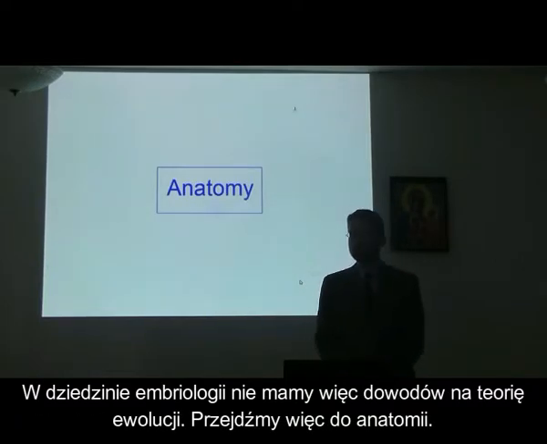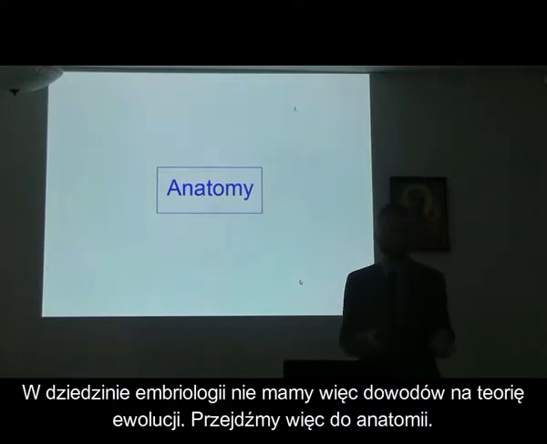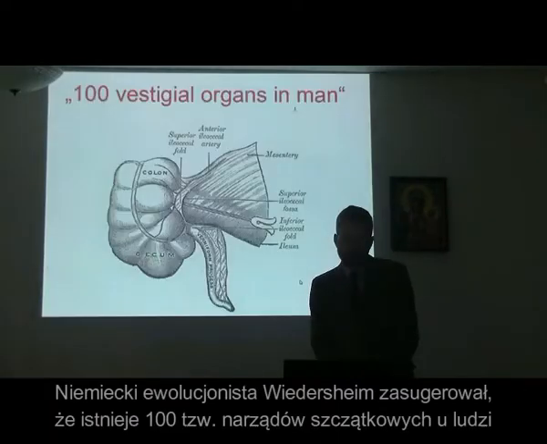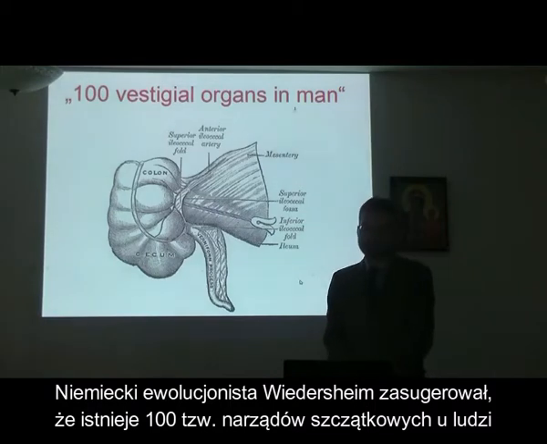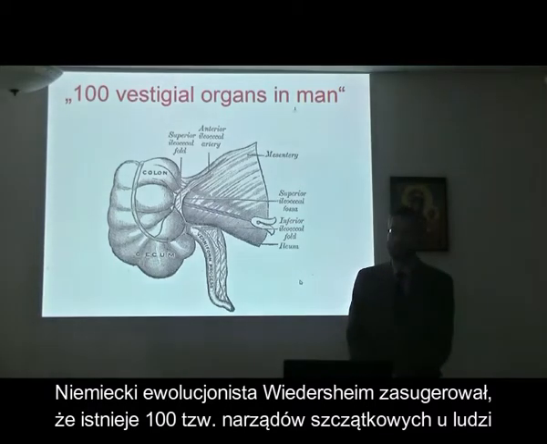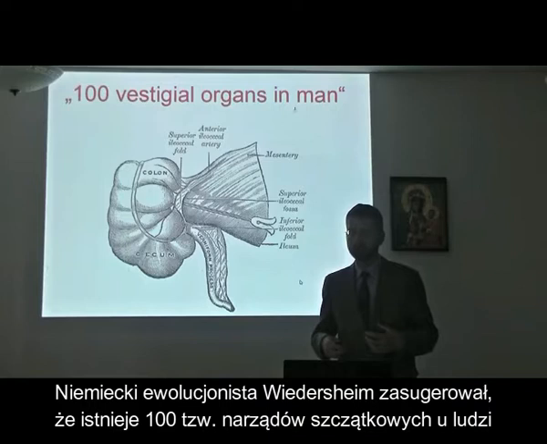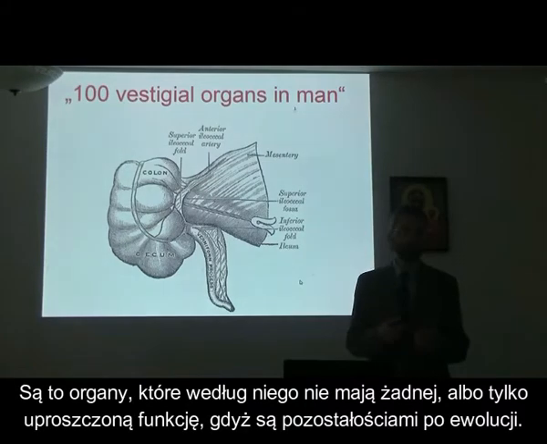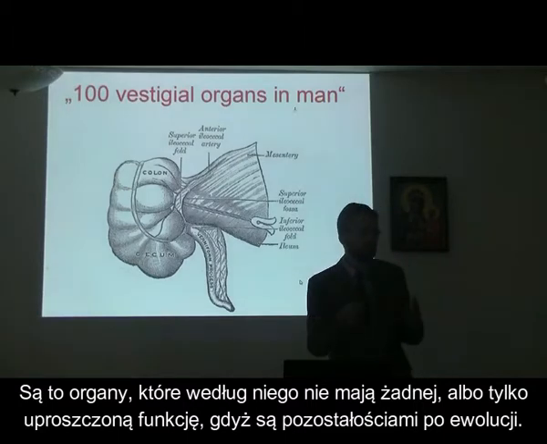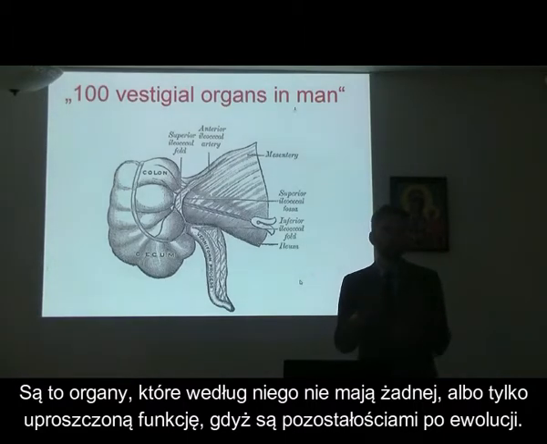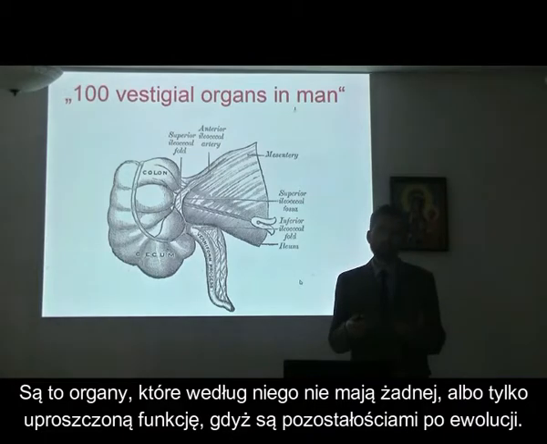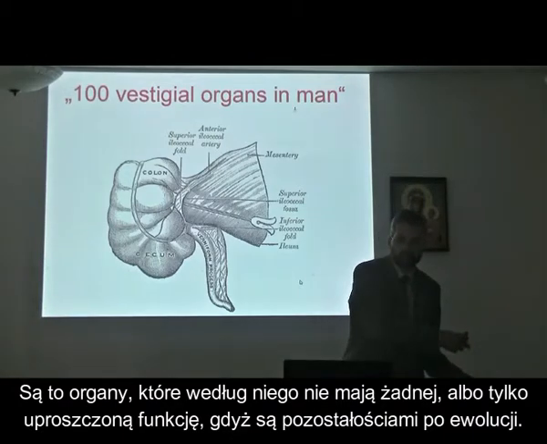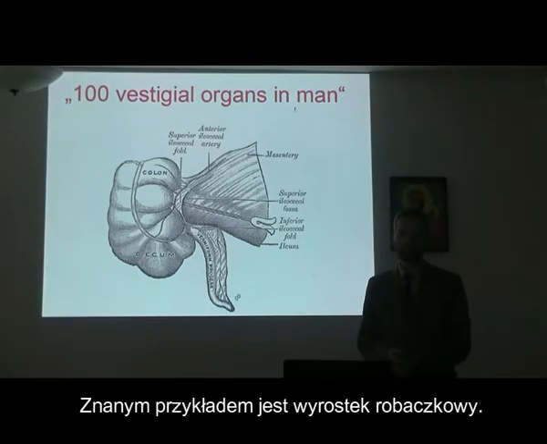So we have no proof in the field of embryology for the theory of evolution. Let's move on to the research field of anatomy. Wiedersheim, a German evolutionist, suggested that there are 100 so-called vestigial organs in man. These are organs which, according to him, have no function or only a reduced function, because they are leftovers from the process of evolution. One famous example is the vermiform appendix.